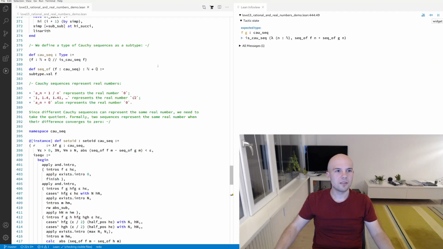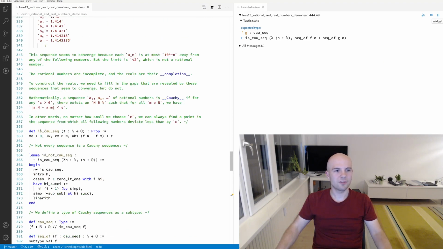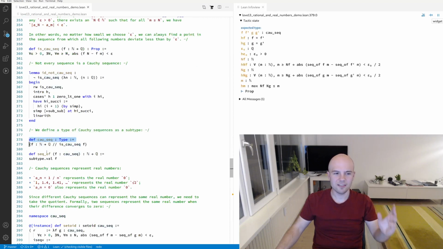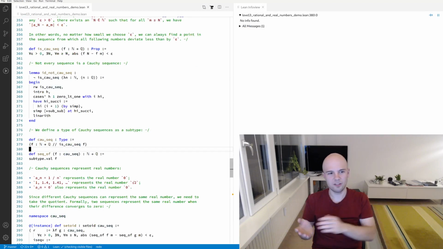So in Lean, we can define Cauchy sequences exactly as I've drawn on the whiteboard. The definition looks exactly like what I've shown you, so there should be no surprises here. And then we define the type of Cauchy sequences as the subtype of all sequences that are Cauchy sequences. Okay, so far so good.